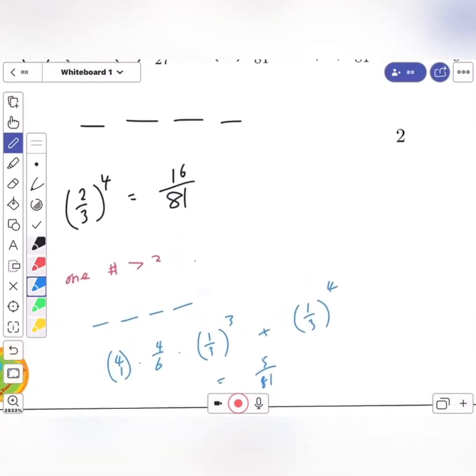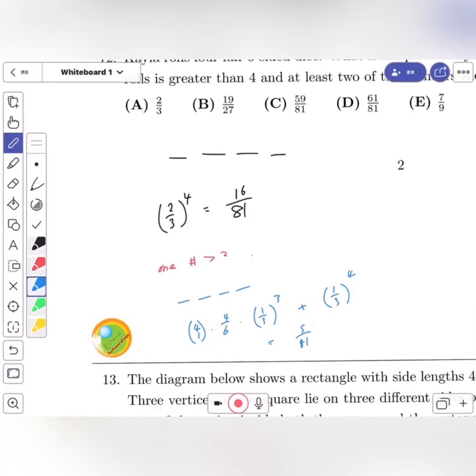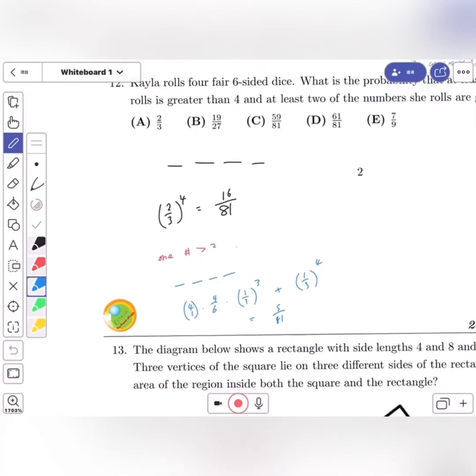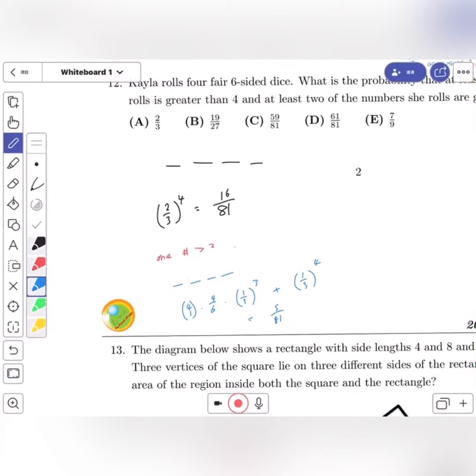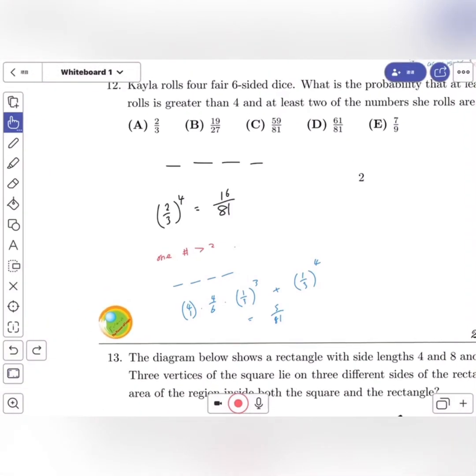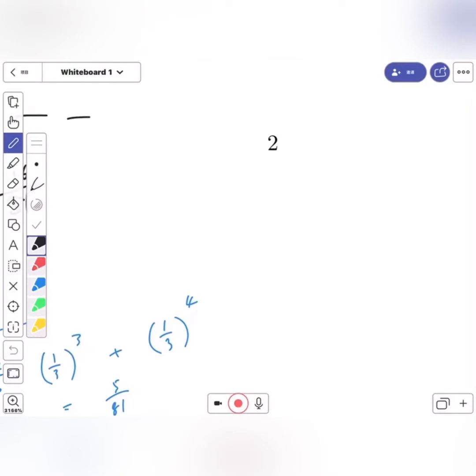we have to notice that these two actually overcounted each other, right? Because if we only have one roll greater than 4, then this overlaps with the case that there's exactly one number that is greater than 4. So we actually have to subtract this from the case that there's no number greater than 4. So we'll have 16/81 plus 5/81 minus 1/3 to the 4th.